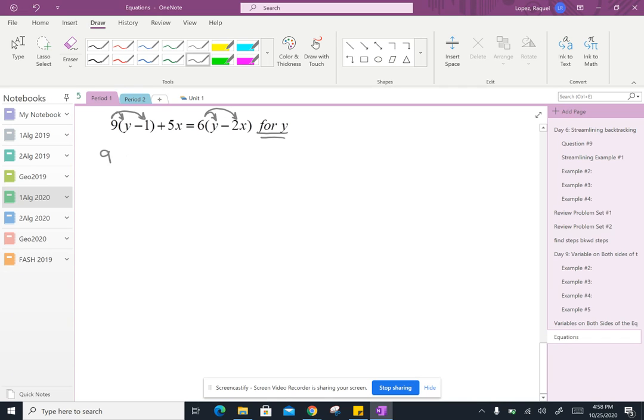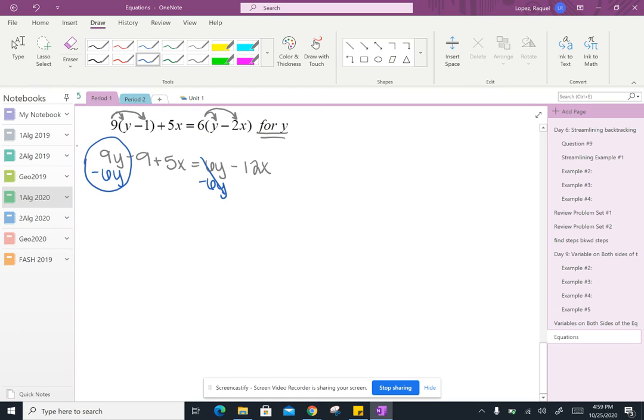When I do that, I end up with 9 times y is 9y. 9 times negative 1 is negative 9, plus 5x equals, and I want to distribute that 6. 6 times y is 6y. 6 times negative 2x is negative 12x. Okay, so now I want to move all of my y's on one side, and I want my y's to be positive, so I'm going to subtract 6y on both sides of my equation.